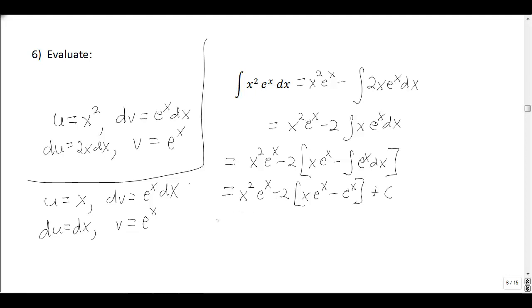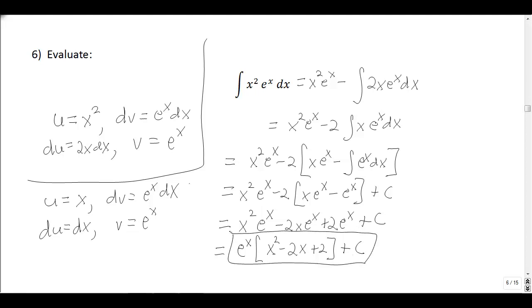And now I'm just going to distribute this negative 2 because I think it looks nicer that way. I get x squared e to the x minus 2x e to the x plus 2 e to the x. So minus gives me a positive, plus c. And then some people would notice I have 3 terms with e to the x. I could factor that e to the x out. So this is e to the x times x squared minus 2x plus 2, plus c. So there's an antiderivative using integration by parts twice. If this was x cubed, you'd have to do integration by parts 3 times and so on. And there's shorthand methods to keep track of the bookkeeping. But this isn't really that bad when you think about it.